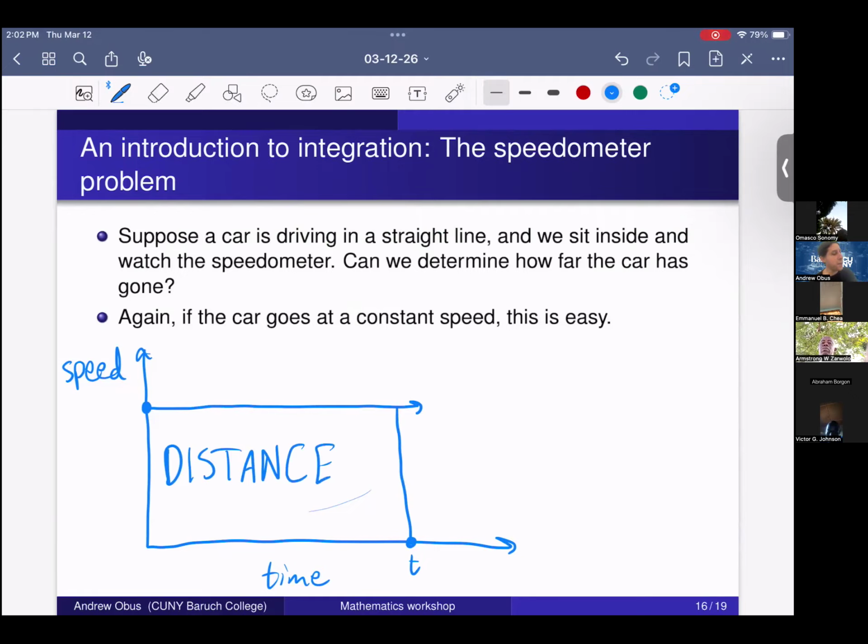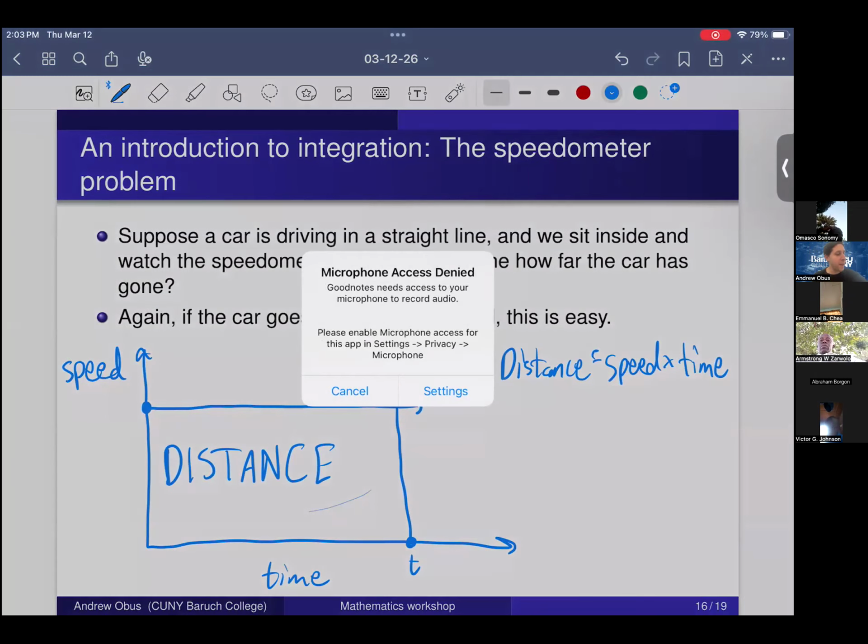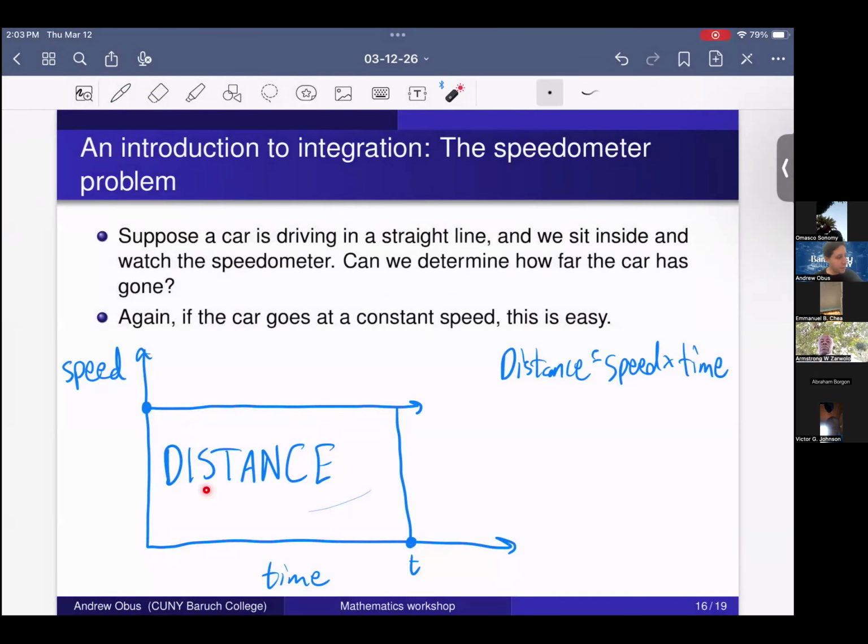Right? So if I go at a constant speed, this is easy because distance equals speed times time. So the distance that I travel is equal to my speed times my time. If my speed is constant, I just look at the speedometer and it says I'm going 30 miles an hour, and I sit there for an hour. That means I've gone 30 miles, right? I multiply the speed times the time. Geometrically, this is represented by this rectangle. So you can see it on the graph.